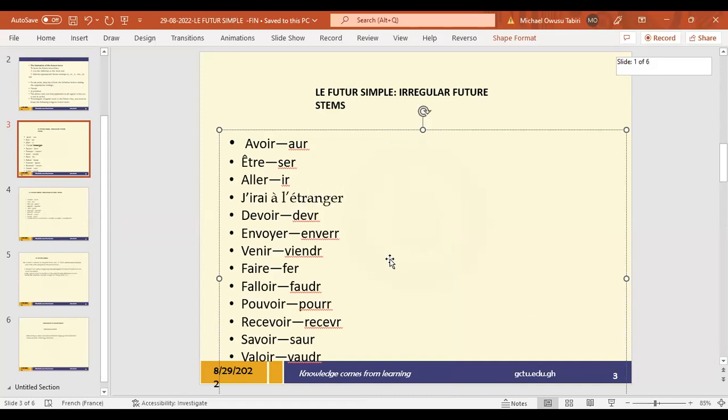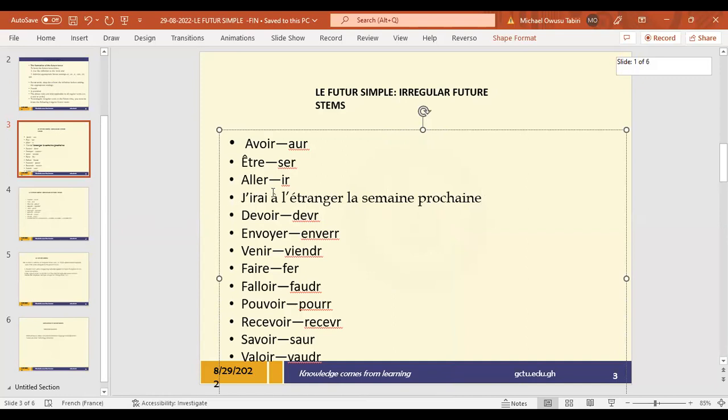J'irai à l'étranger la semaine prochaine. It means, j'irai à l'étranger la semaine prochaine. I'll go abroad next week. I'll go overseas next week.